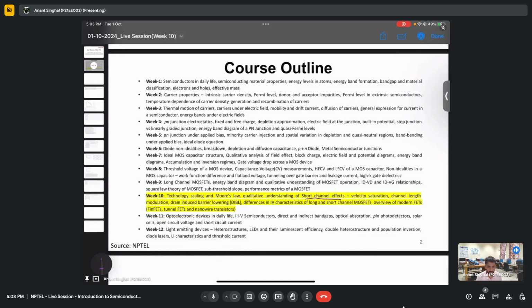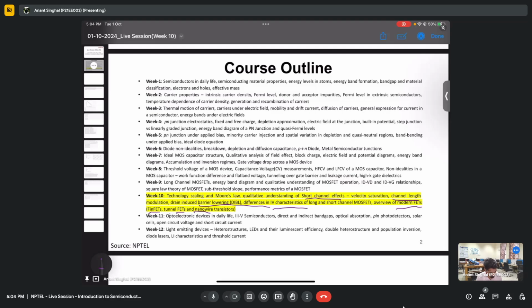These short channel effects include velocity saturation, channel length modulation, drain induced barrier lowering, some of the differences in IV characteristics, how the IV changes if I take a long channel or a short channel MOSFET, and a very basic overview of the modern field effect transistors, which are also called FinFETs, nanowires, tunnel FETs, and there are more such as nanosheets, etc. You might have heard of it, but we'll be taking a very basic overview of these technologies also, and how they are helping or trying to achieve what we want to.